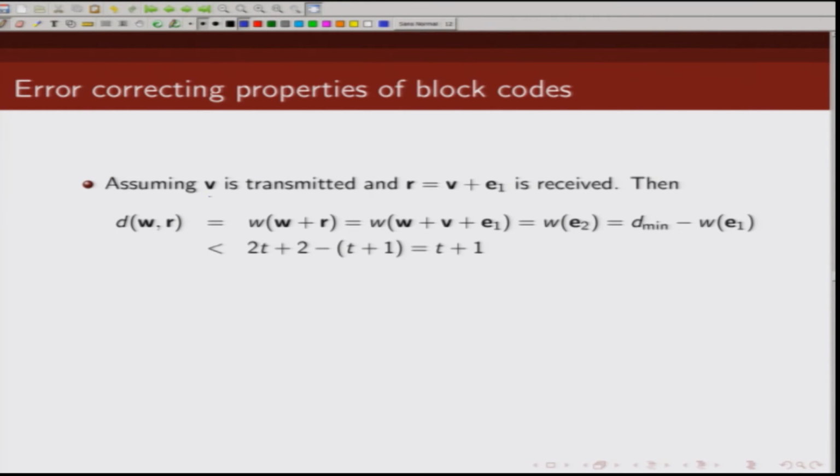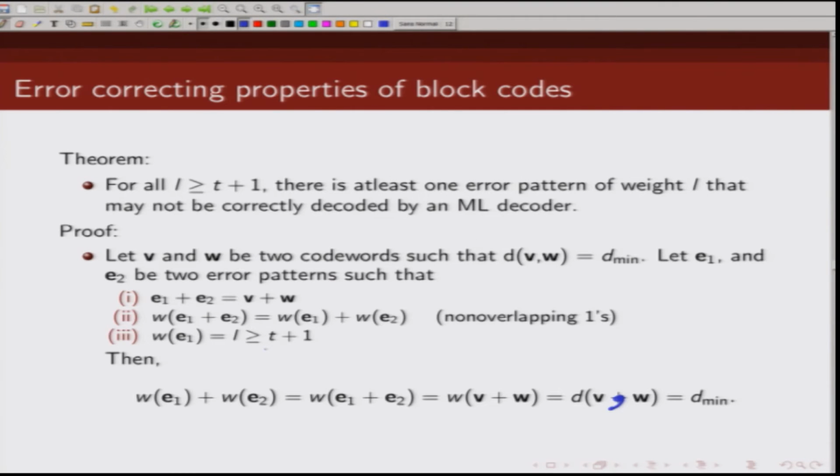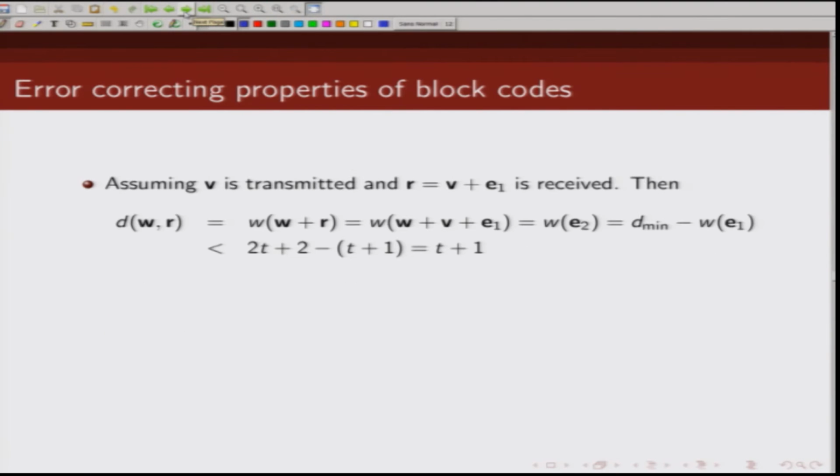Now, let us assume that we transmitted this code word v and what we received is R. So, this v got corrupted by this error pattern E1, which has Hamming weight of at least t plus 1. Now, we will repeat the same exercise: we will try to find out the Hamming distance of this received code word from the correct transmitted code word v, and the Hamming distance between the received code word and any other code word w.